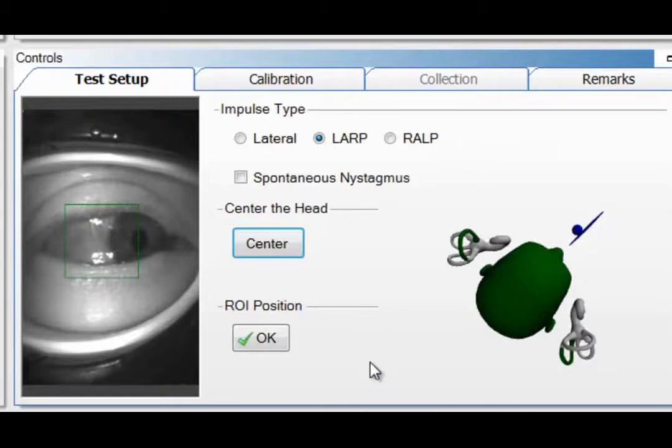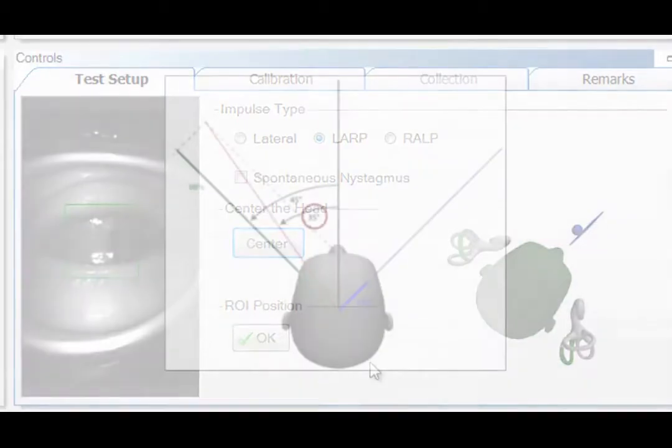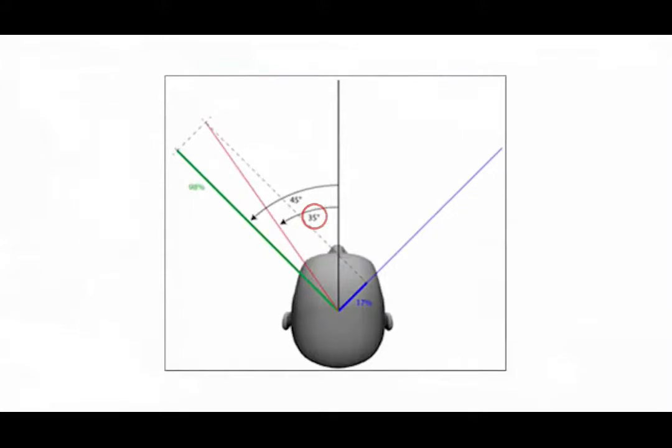The head has to be a minimum of 35 degrees in order to test LARP and RALP. The head impulse at 35 degrees still stimulates a canal position at 45 degrees with about a 98% effectiveness. The problem is that a head impulse at 35 degrees will also stimulate canals in the opposite testing plane, so in the RALP plane, with about 17% stimulus magnitude, which is still significant. So even though 35 is the minimum, it's best to be at 45. The closer you go to 45, the less you're stimulating the other two canals that you're not testing. And to learn more about this, you need to refer to our frequently asked questions.